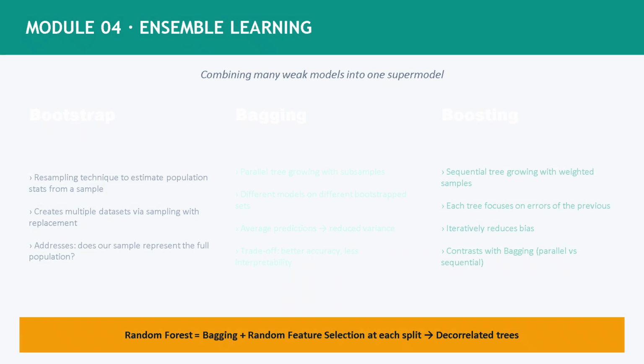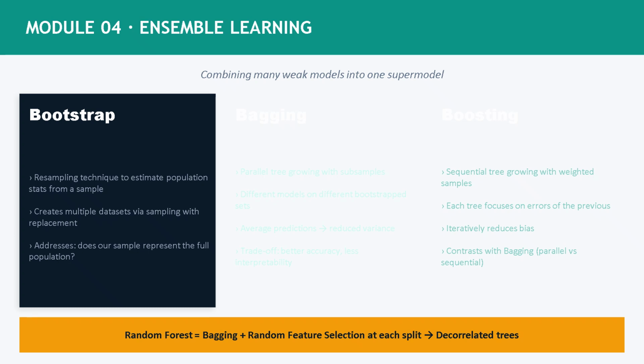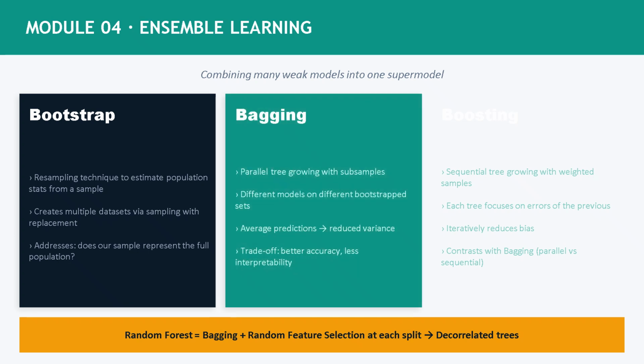Moving on to module 4, ensemble learning. This combines many weak models into one strong one, or a supermodel. The foundation is bootstrapping, which is repeatedly sampling your data with replacement to create many different training sets. Bagging trains multiple models in parallel on those bootstrapped sets and averages their predictions. It reduces variance and overfitting.